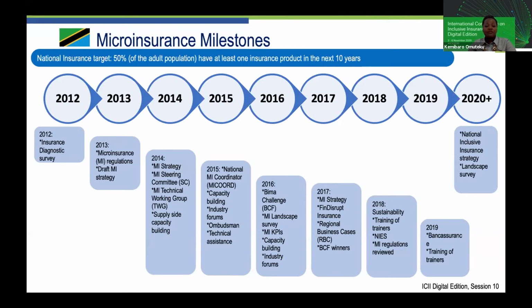And what we've noticed in this market is that quite a number of insurance companies are highly focused on the urban areas. So it was important for them to start learning who exactly the microinsurance customer is. How do we define them? What are their needs? Where are they? And how can they be served? This is where the regional business cases became quite key.